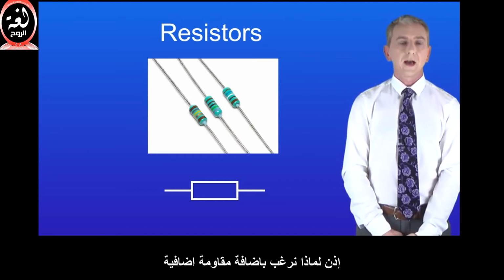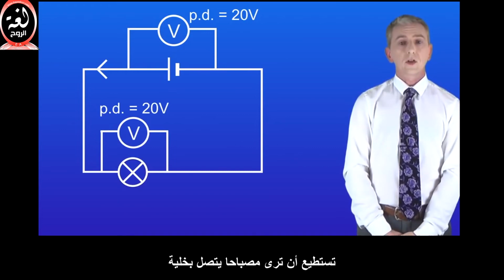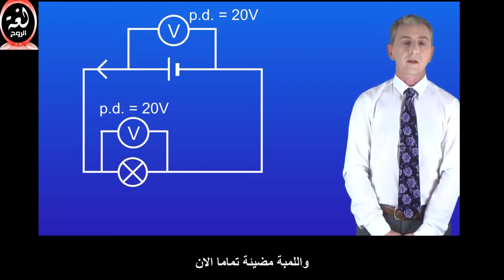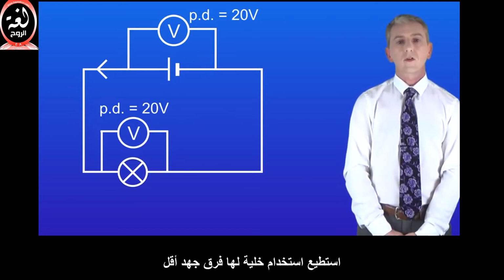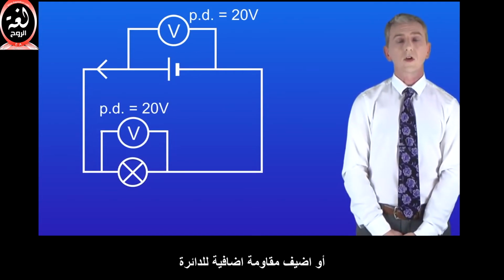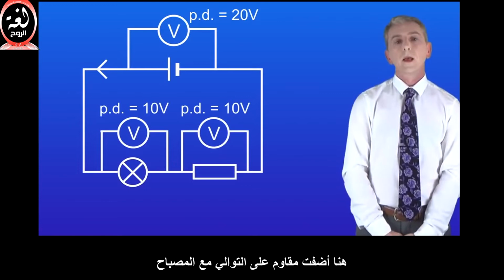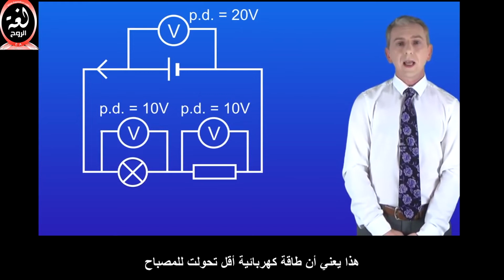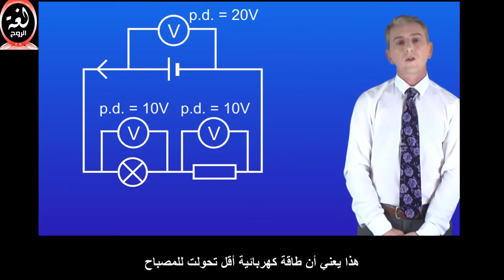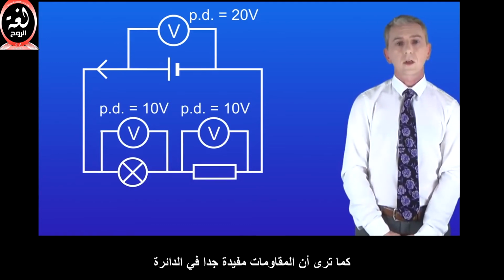So why would we need to add extra resistance? Looking at this circuit, you can see that I've got a lamp connected to a cell. The potential difference across the lamp is 20 volts, and the lamp is very bright. Now, if I wanted to make the lamp dimmer, I could use a cell with a lower potential difference, or I could add extra resistance into the circuit. So here I've added a resistor in series with the lamp. Now the potential difference is shared between the lamp and the resistor. This means that less electrical energy is transferred to the lamp, so it's not as bright as before. So as you can see, resistors can be very useful in circuits.